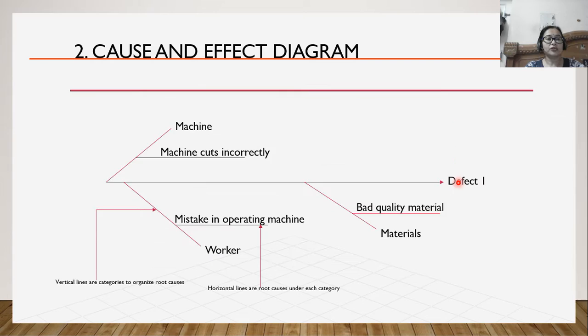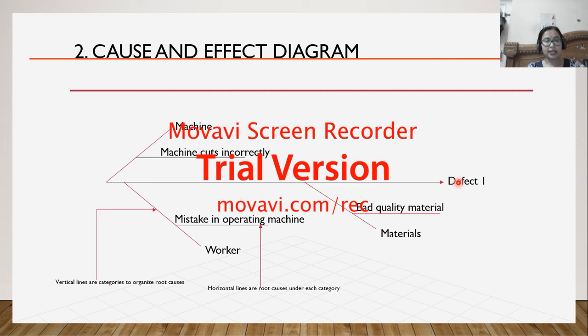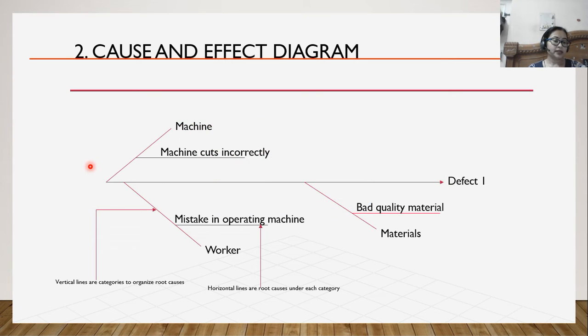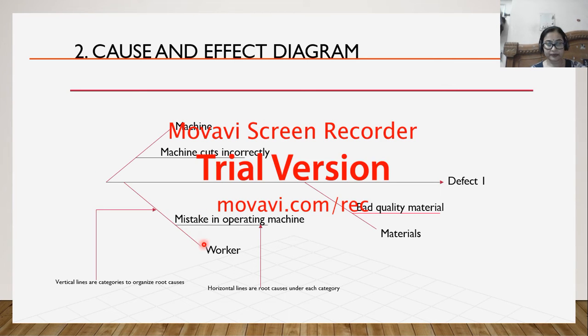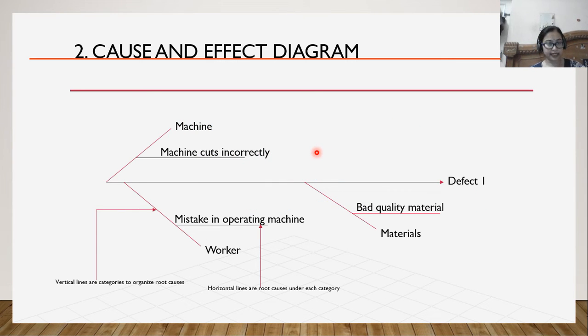Now we move on to our next tool for data representation, which is the cause and effect diagram. This is also known as fishbone or Ishikawa diagram. This explains the cause of an issue or defects, and we categorize all probable root causes under different heads. For example, suppose here I have a defect called defect 1 in my product. I have found out a few root causes for that defect.